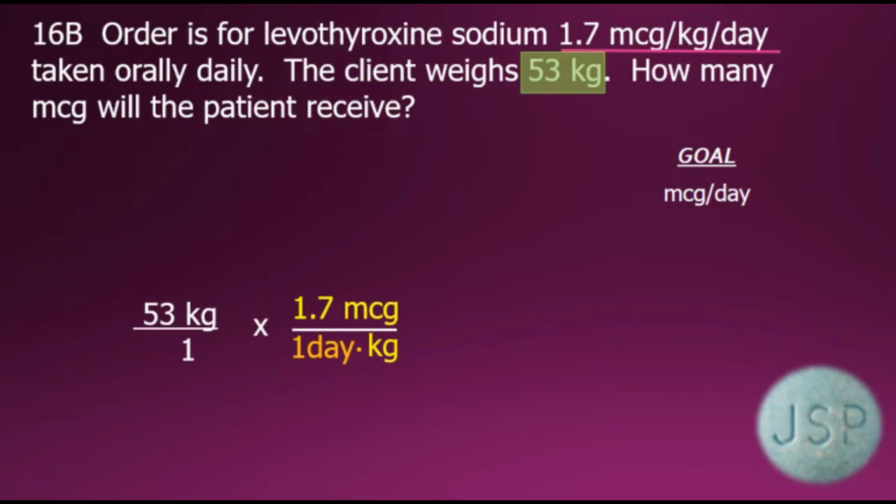We have the common factor of kilogram in the numerator and the denominator, which cancel out because of the value equal to 1. We have micrograms per day, which is what the question is asking for the medication. That leaves multiplication of these fractions and simplification, giving us the final solution of 90.1 micrograms per day.